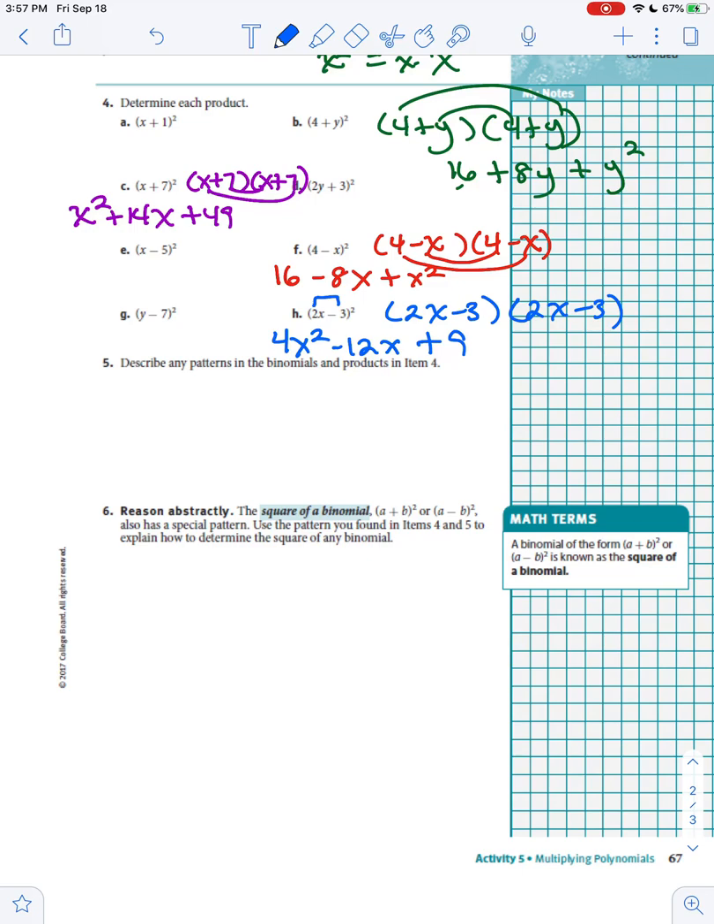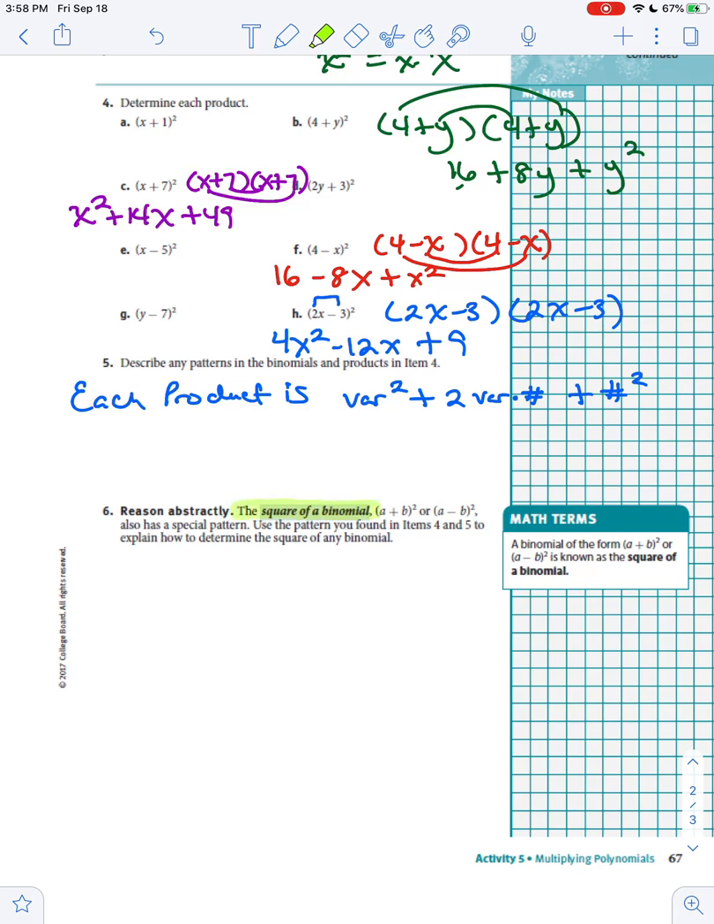So hopefully you see these patterns. I noticed that each product is the variable term squared, twice the variable term times the number, and then the number squared. So you got the variable squared plus 2 times the variable times the number plus the number squared. Okay, every time. So in other words, it'll be a little easier to see, I think, with the formulas.